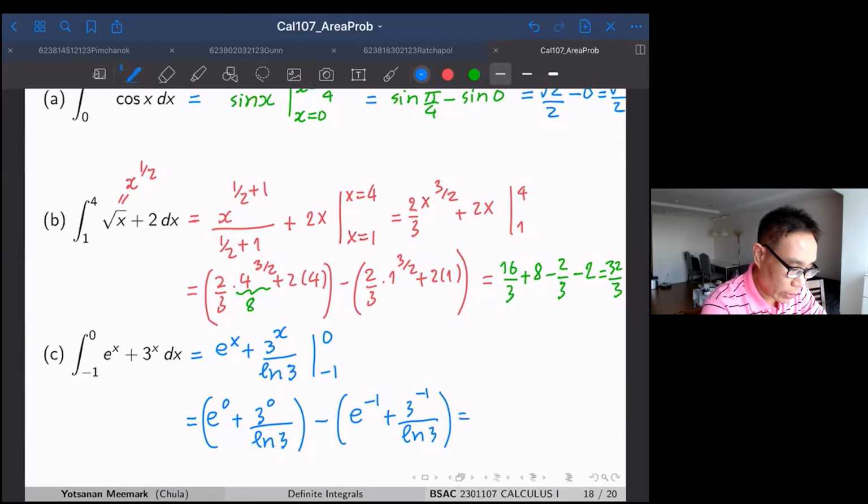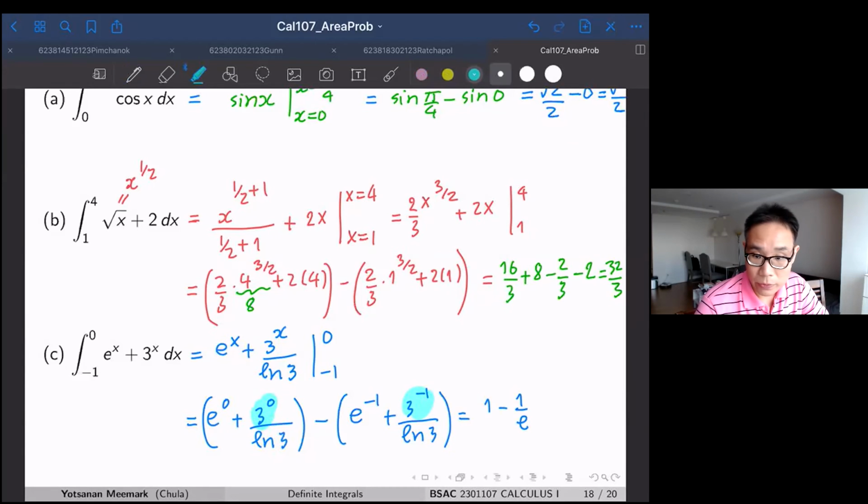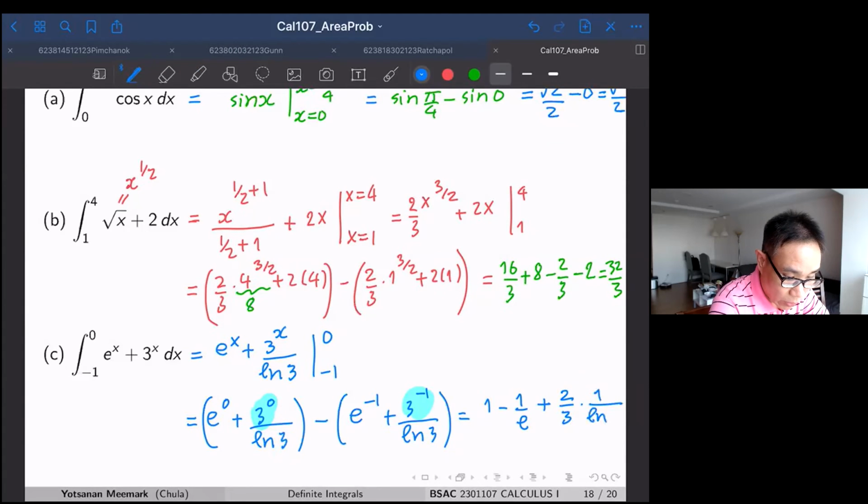So this one would be 1, and you have 1 over e together. And this term and this term is going to be what, 3 to the minus 1, right? So it's going to be 1 minus 1/3, so it's going to be positive 2/3 times 1 over log of 3. So this one will be number C.